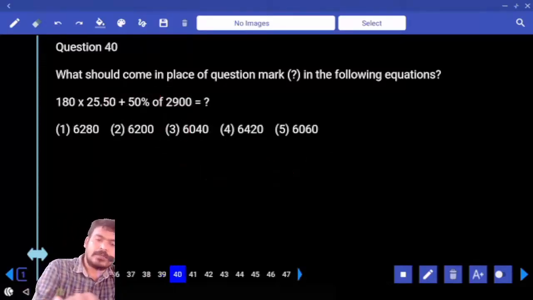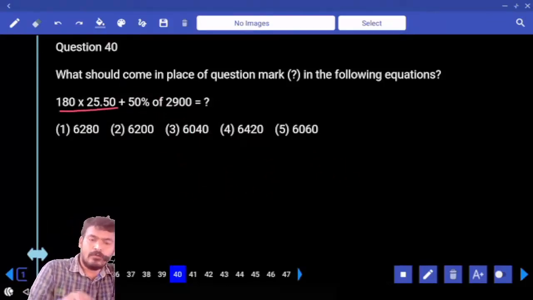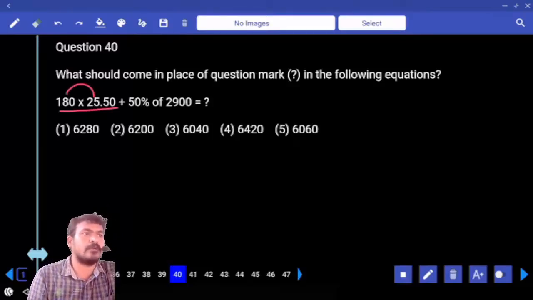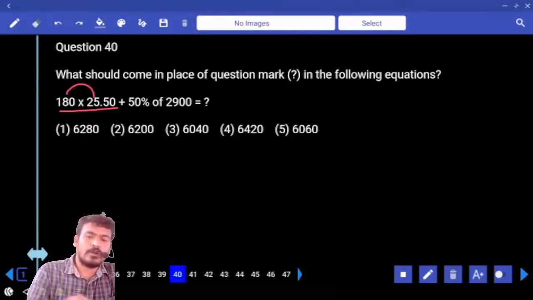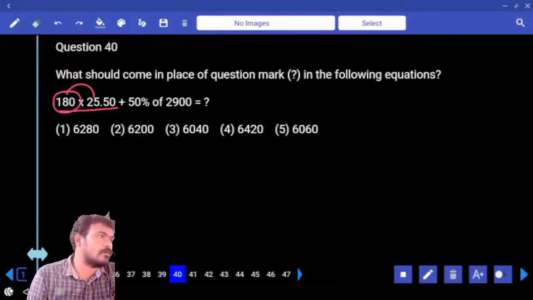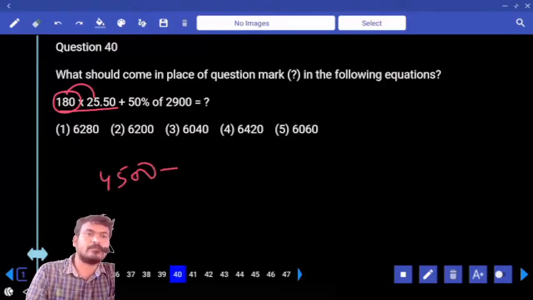Next. First priority, 180 into 25.50. 180 into 25 times means half of the 50 times. But 50 times means half of the 100 times. What is the 100 times of 180? 18,000. What is the 50 times? 9,000. 25 times, 4,500. Plus 180 into which one?